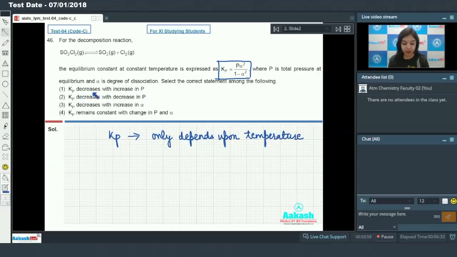We have the first option, Kp decreases with increase in pressure. So this is the wrong option. Now we have Kp decreases with decrease in pressure. That is also wrong. Now we have Kp decreases with increase in alpha. That is also wrong. But the fourth statement says that Kp remains constant with change in pressure and alpha, that is correct. So option number 4 will be the correct answer. So let's move on to the next one.